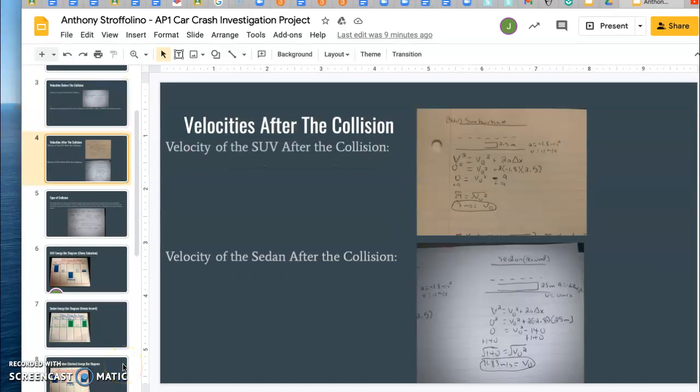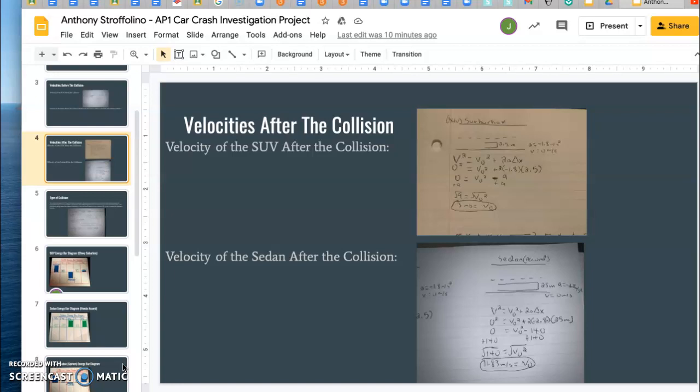To find the velocity of the SUV after the collision, you had to use kinematics because we were given the skid marks, which counts as the displacement, the braking rate, which serves as the acceleration, and the final velocity, which is zero, because at the end of the collision, it's going to come to a complete stop. So you need to use the kinematics equation: v squared equals v naught squared plus 2a times displacement to find the initial velocity, or in this case, the velocity of the SUV right after the collision.